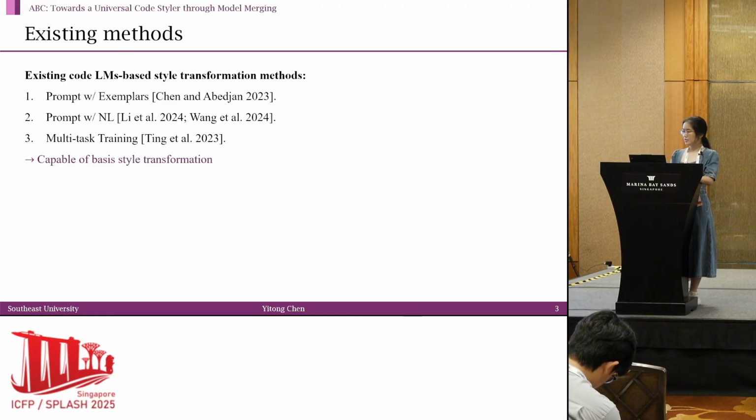So given this compositional nature of style guidelines, many code language model-based style transformation methods use prompt engineering or supervised fine-tuning. For example, prompt with exemplars, prompt with natural language, and multitask training to enhance models' ability to transform code according to these individual style criteria. So these methods result in models capable of basic style transformation, that is, transforming code according to a single style criteria at one time.